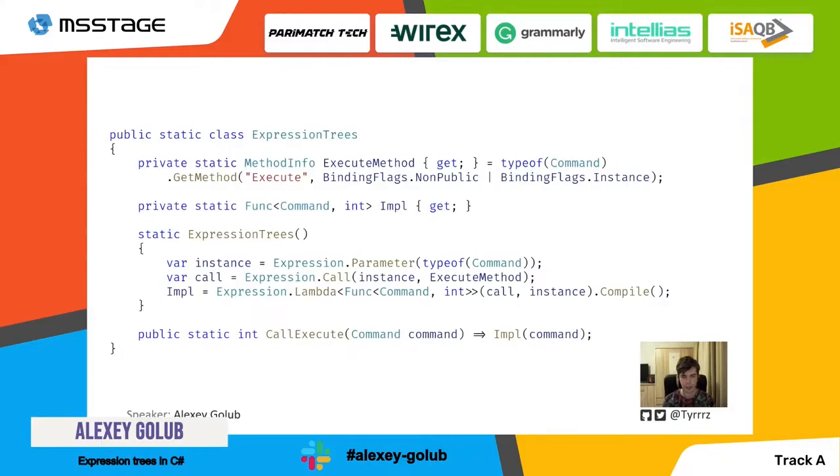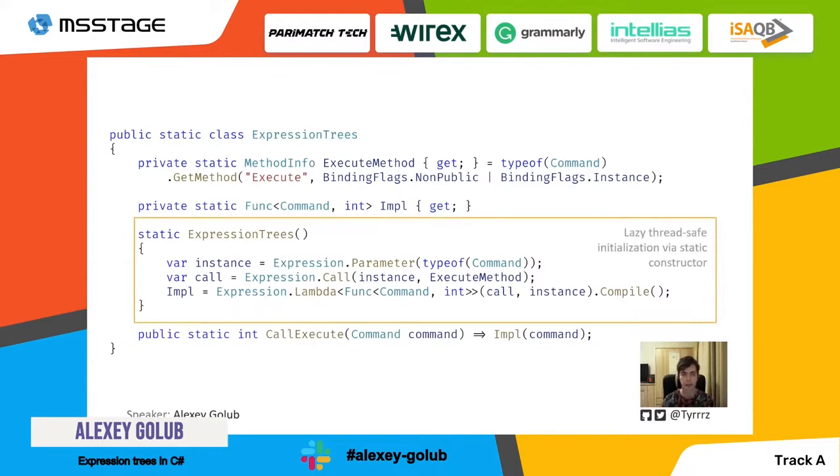To do this, we also have to start with the parameters. Every instance method, and Execute is an instance method, has to have at least one parameter that specifies what instance it runs on. And here it's just of type Command. And we wrap it into Expression.Call to signify that we want to call this method with that instance. And once we have that, we can just wrap it into a lambda expression and compile it into a delegate. So once we have a delegate, it's pretty similar to Delegate.CreateDelegate from the previous slide, and then we just call it directly in the CallExecute method.